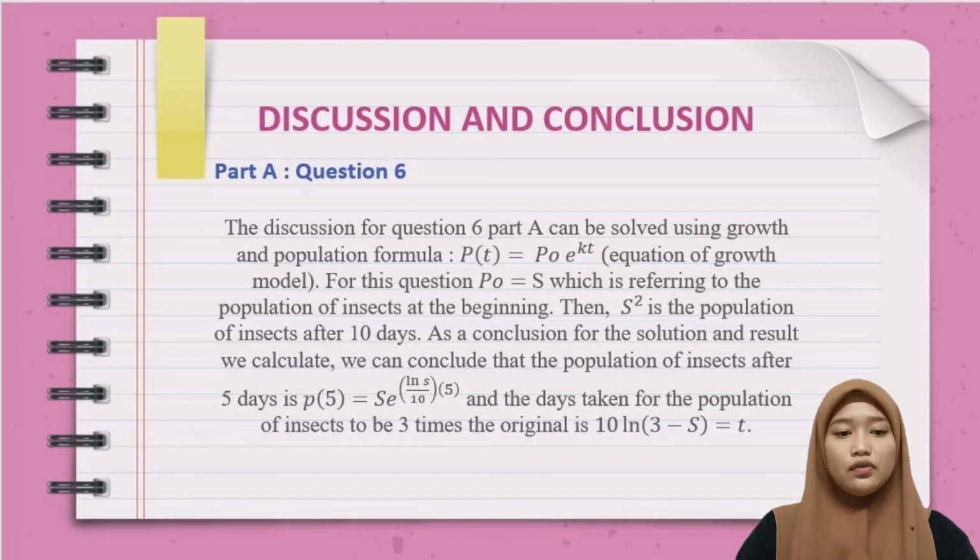As a conclusion for the solution and result we calculated, we can conclude that the population of insect after 5th day is P5 equal to S exponent ln S over 10 times 5. And the days taken for the population of insect to be 3 times the original is T equal to 10 ln 3 minus 5.